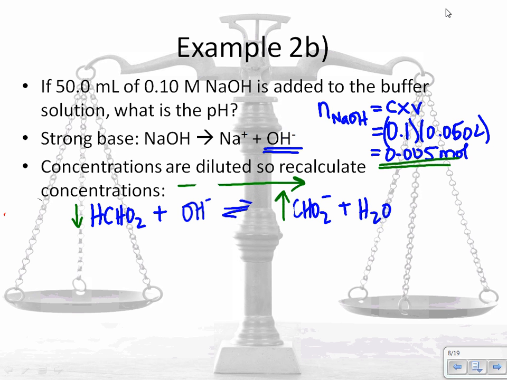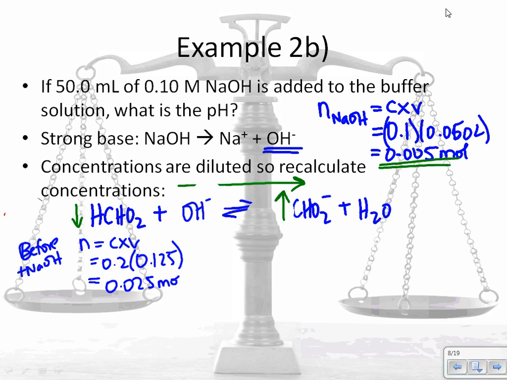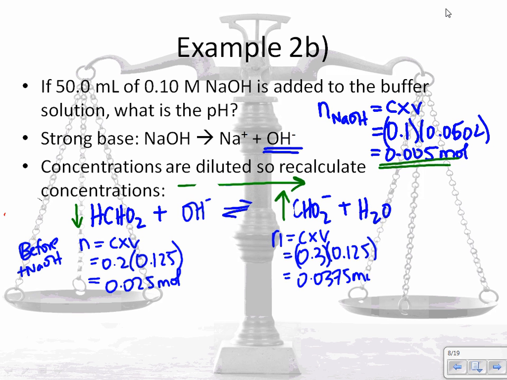All right, so let's go through this. Where did I start off? Before I added NaOH, I calculated my moles of this to be C times V, or 0.2 times 0.125. This is basically the information that I got from the buffer. And before I added the NaOH, my moles of this was the same thing, C times V, but in this case it was 0.3 times 0.125, so I had 0.0375 moles of my CHO2 minus.